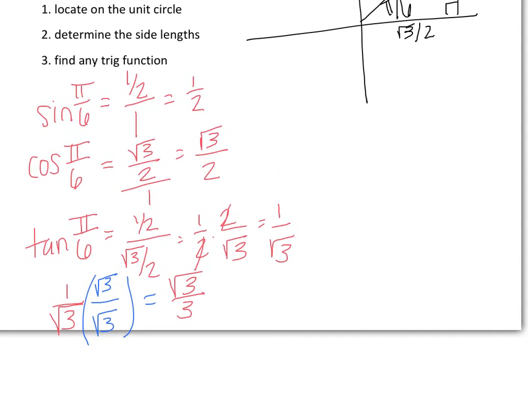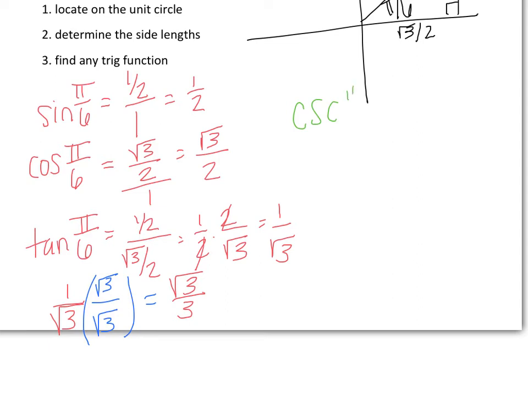Okay, my reciprocal functions. Let's get a different color for them. Okay, so reciprocal of sine, that would be cosecant of pi over 6. Flip it over, I get 2. Reciprocal of cosine, secant. Secant of pi over 6 would be 2 over radical 3.